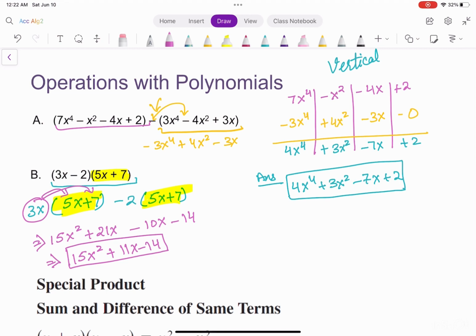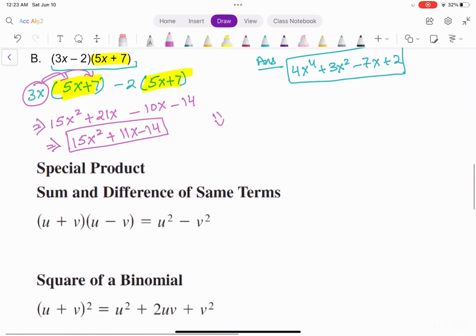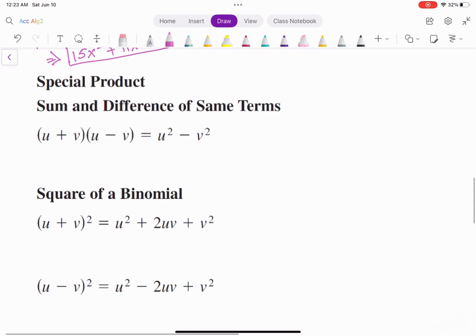So operations with polynomials. Let's talk about some special products. We have discussed it earlier and you have done this in Algebra 1 as well. So sum and the difference of the same terms. So u and v, they are the same. One time they are added together, one time they are subtracted. You can also write in terms of a and b. So a plus b times a minus b will be a squared minus b squared.